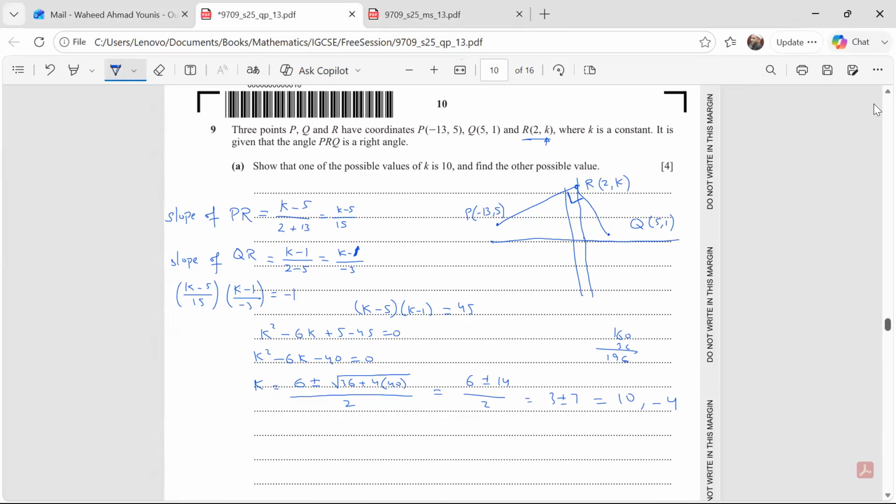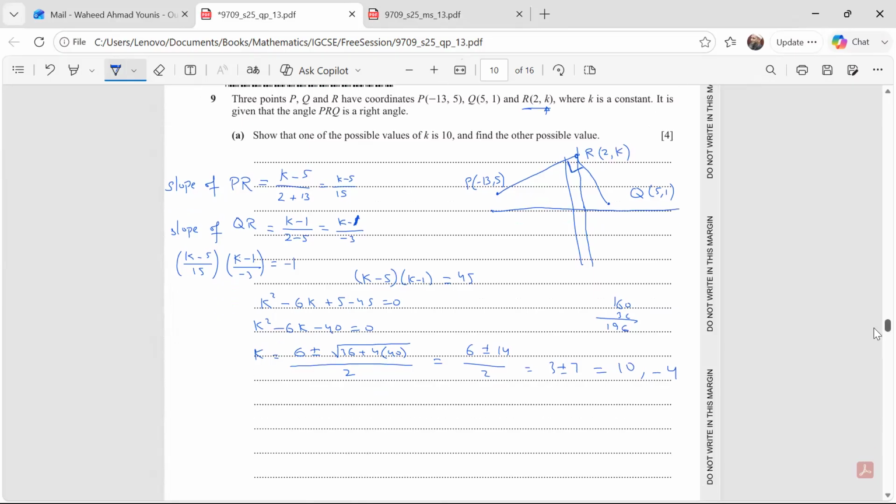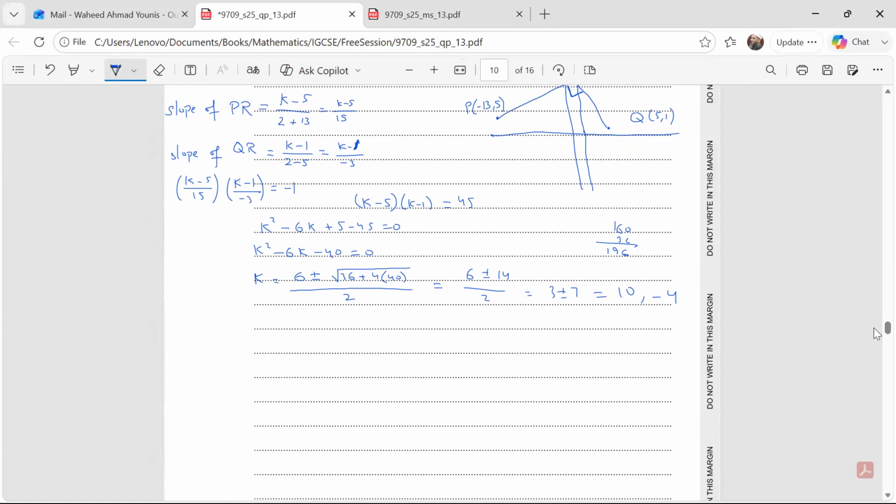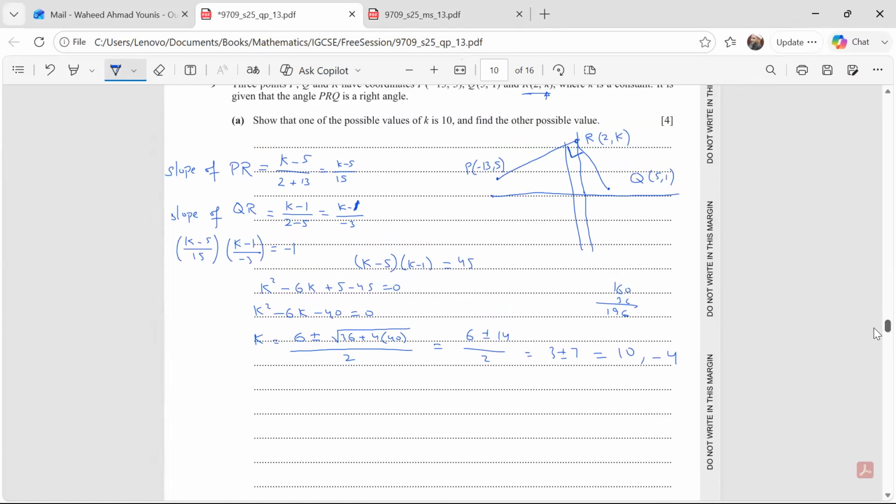There's one more approach to do this. If this is the right angle, then triangle PQR should follow the Pythagoras theorem. You can find the distance PR and square it, then RQ and square it, and that should be equal to the PQ distance squared. That's another way to solve this and you will get the same answer. So this is part A.